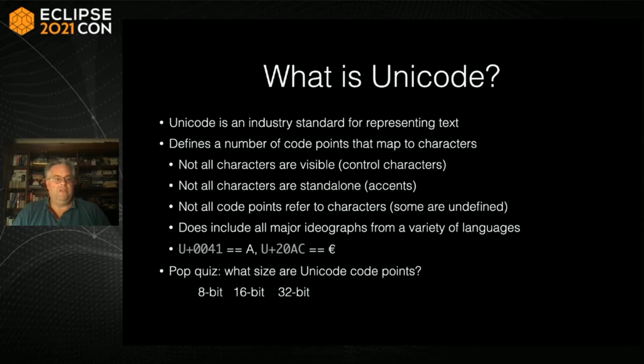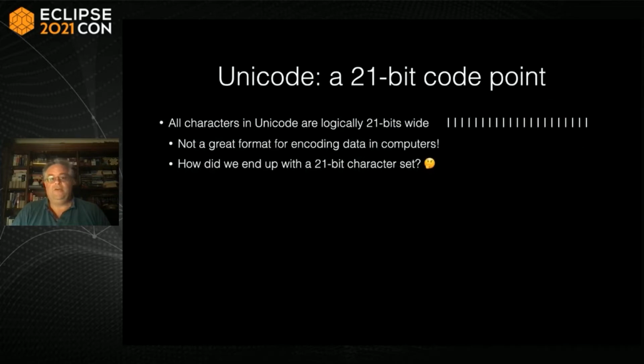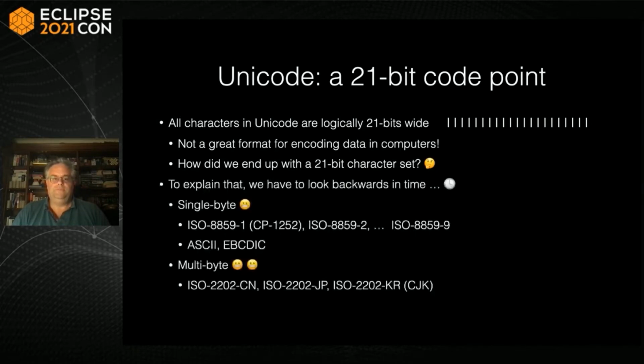So, quick pop quiz then. What size are Unicode code points? Are they 8-bit, 16-bit, or 32-bit? Yes, that's right. It's a 21-bit code point. They're 21 bits wide, which isn't a great format for storing data in computers. But you might ask yourself, how do we end up with 21? That doesn't kind of make sense. But to explain that, we have to look backwards in time.